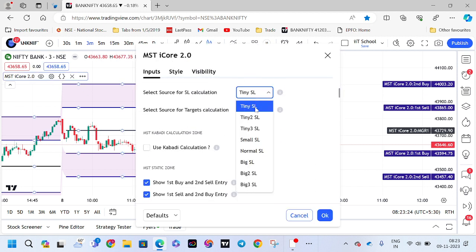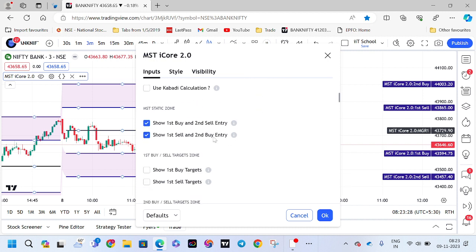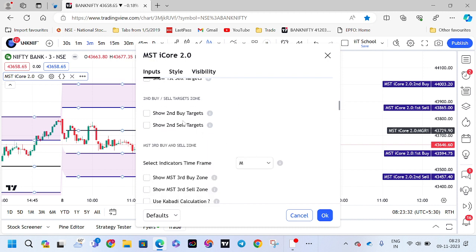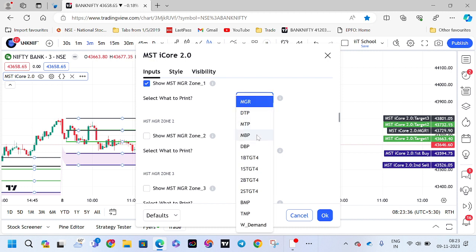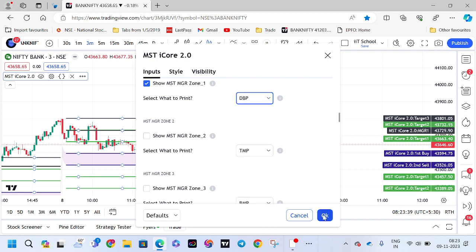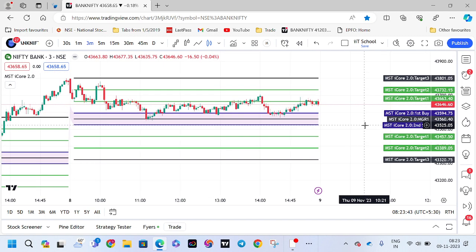First of all, I have to reduce the stop loss to tiny 2 and the target also to tiny 2. Once buy is activated, I will remove the sell. I will enable the first buy targets. Also, I will enable the second sell targets because if SL hits, I have to go for the reversal entry. Clear? These are the initial steps I am supposed to do. Nothing else.